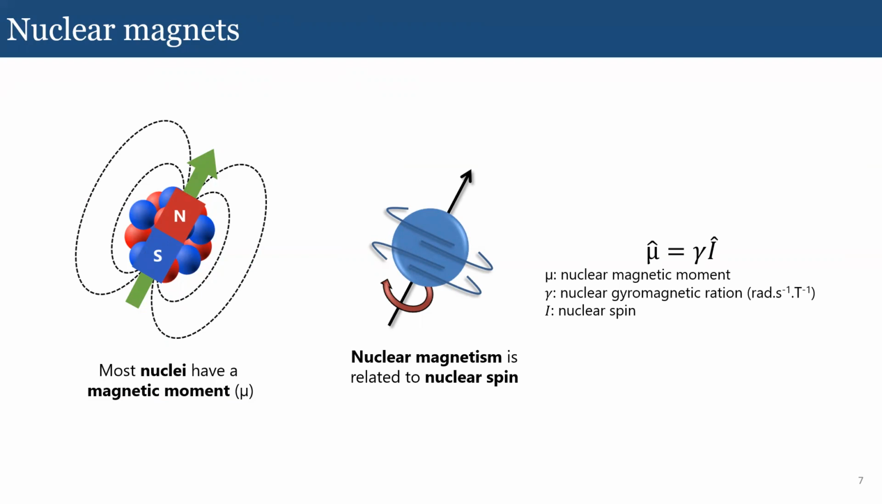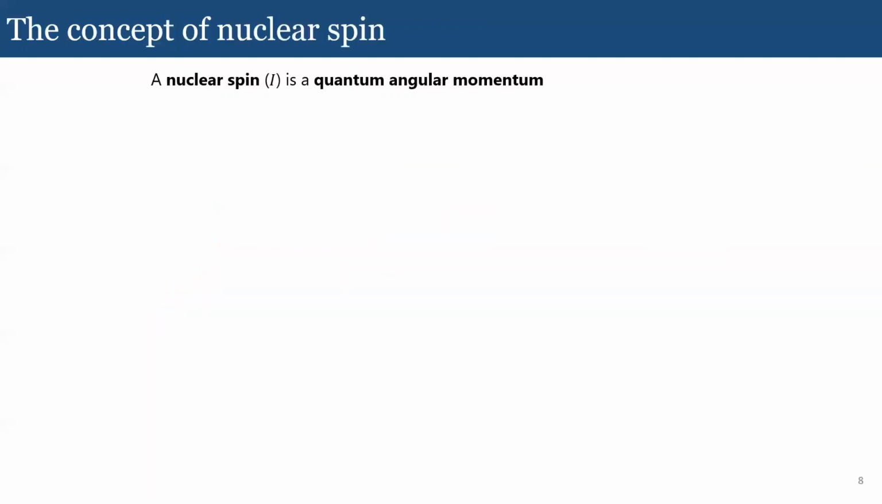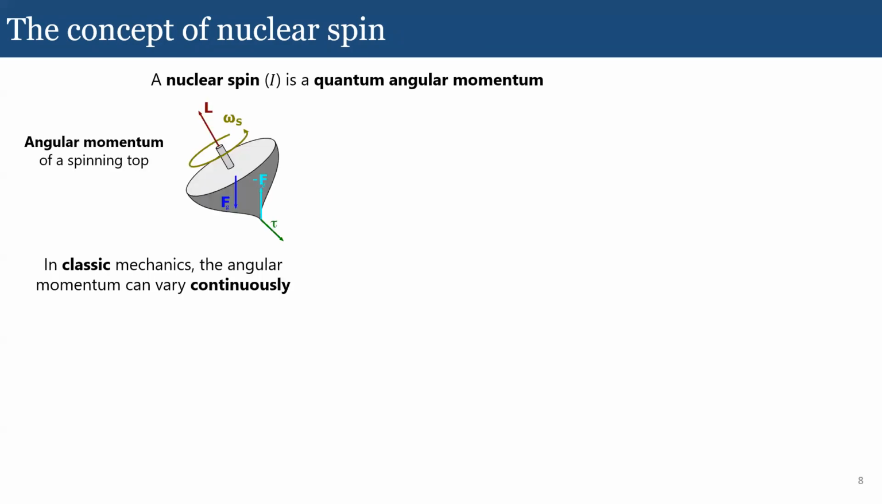Yeah, but now you might still be wondering, what is a nuclear spin? And here it goes. So bear with me, that's going to be a complicated one. A nuclear spin is a quantum angular momentum, but I'm pretty sure you have no idea what I mean by that. So let's try to decompose that sentence. First, angular momentum is normally used in physics to describe a rotational movement, like you would find with a spinning top. And that angular momentum can be used to predict the movement. Also, in classical mechanics, this type of angular momentum can vary continuously.